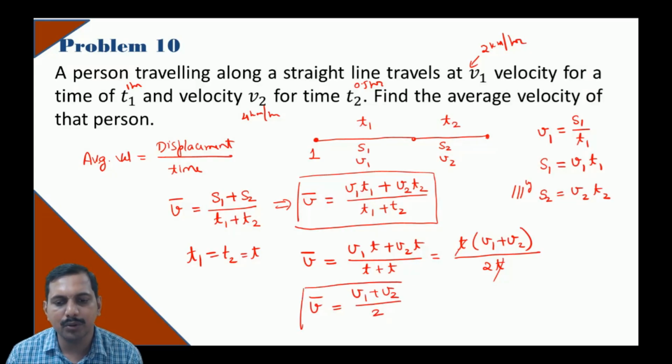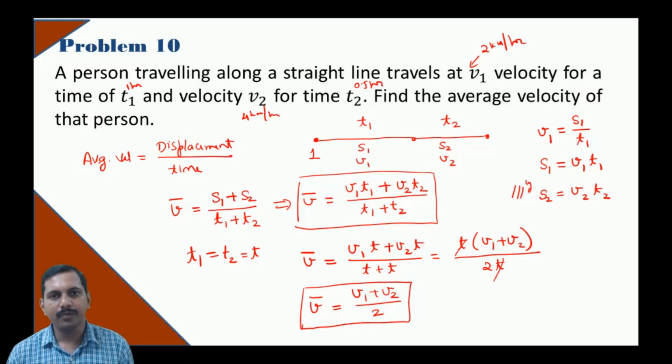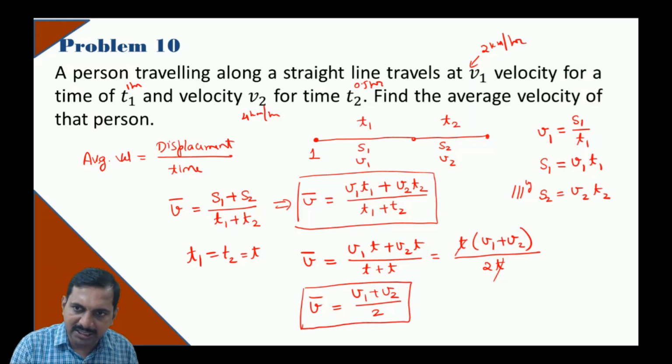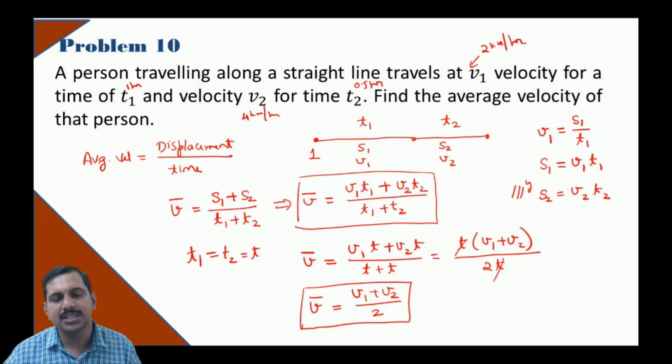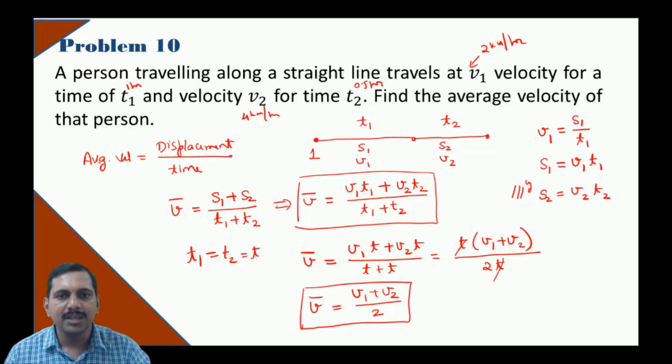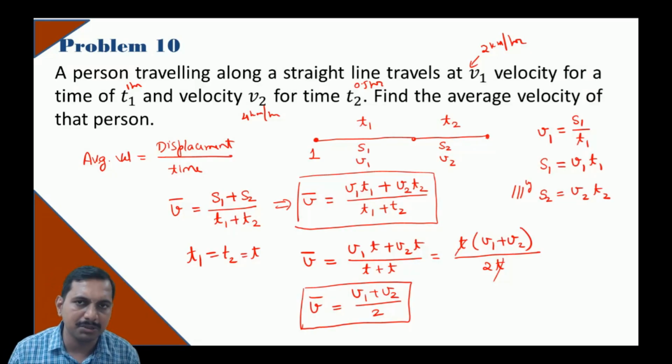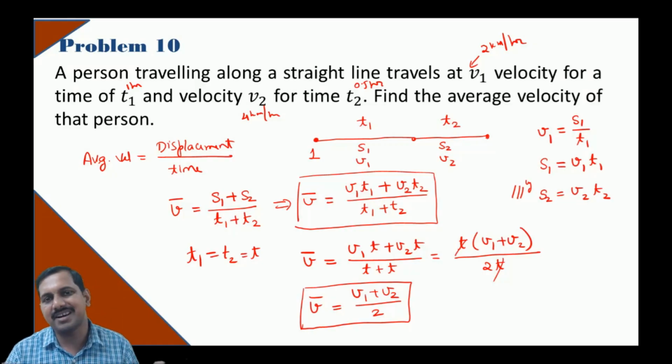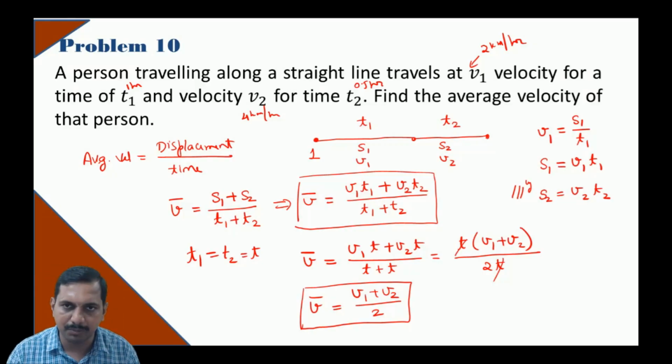So if the time duration is the same, with velocity v1 for half the time and v2 for the other half, then it is just the average of these two, that is v1 plus v2 divided by 2. That would give the average velocity. For example, if a person travels at 90 kilometers per hour for some time, and for the same duration of time he goes at 100 kilometers per hour, 100 plus 90 divided by 2 is 95 kilometers per hour. So you have to go for the middle point.